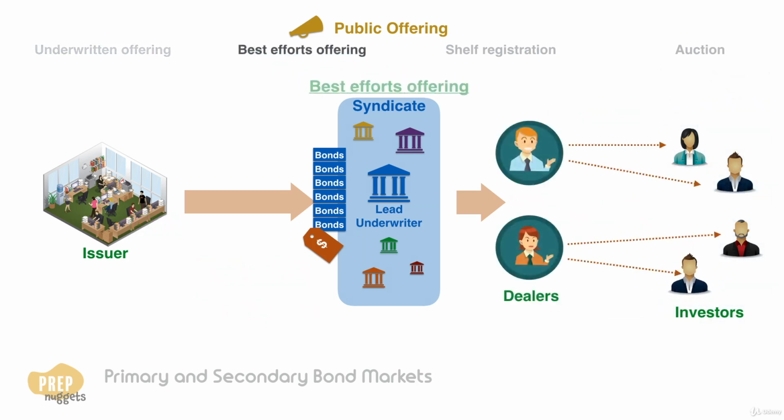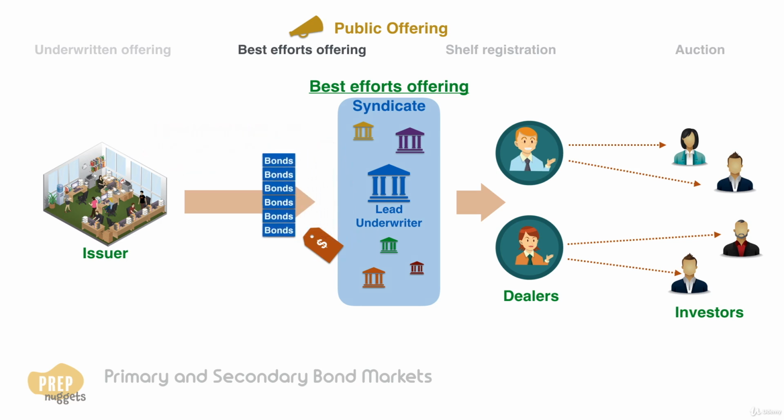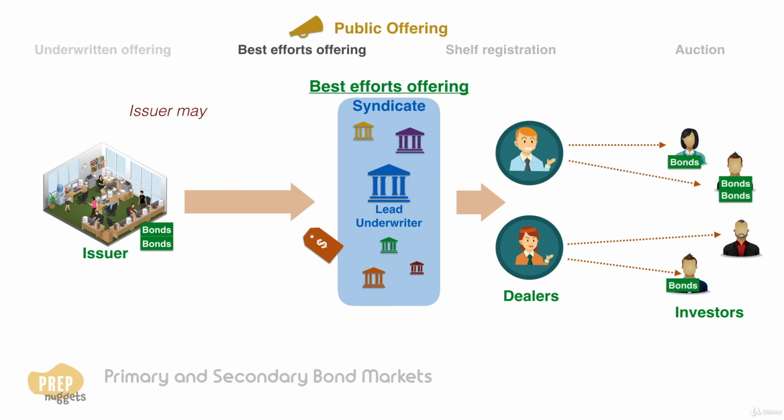In a best efforts offering, the arrangement is very much like an underwritten offering, but with one key difference. The investment banks do not commit to purchase the whole issue. Rather, the investment banks sell the bonds on a commission basis. So in this case, if the bond issue is undersubscribed, the issuer will not raise the full amount that it needs.